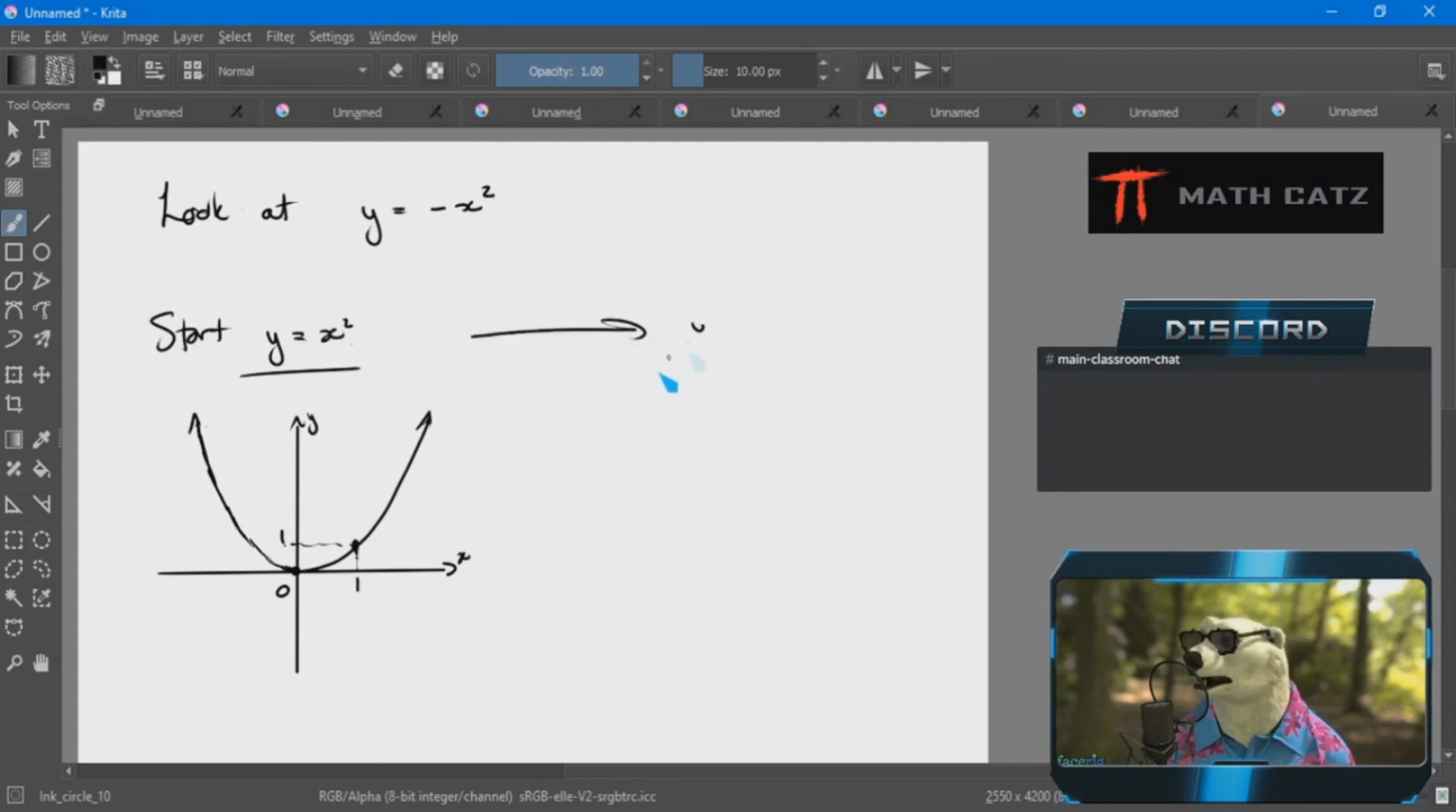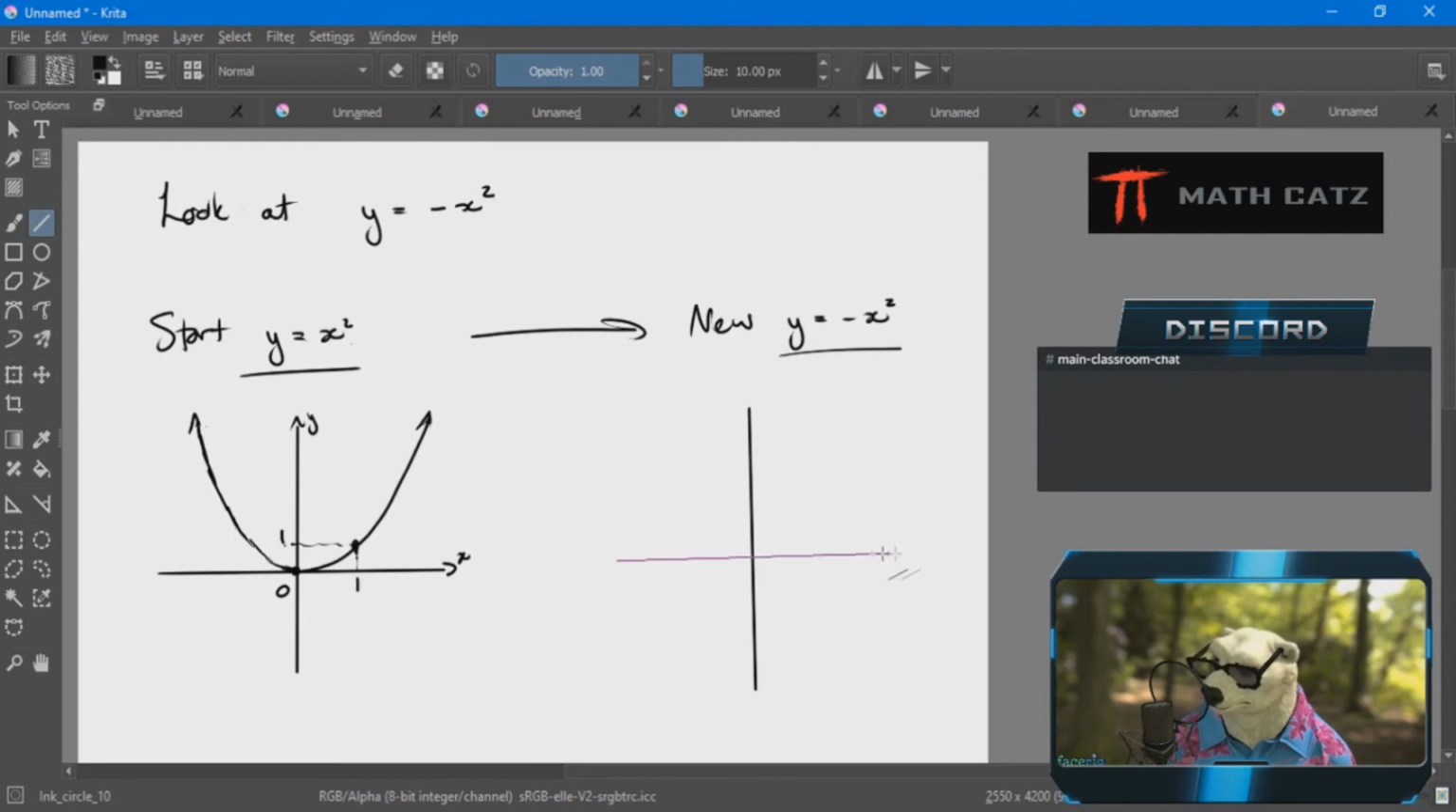Now I'm going to look at my new function, y equals negative x squared, and its graph. Set it up. All right. Now, when x is 0, I got a y value of 0. To get a y value of 0 in this new case, x is still going to have to be 0. So that point doesn't change, vertex doesn't change.